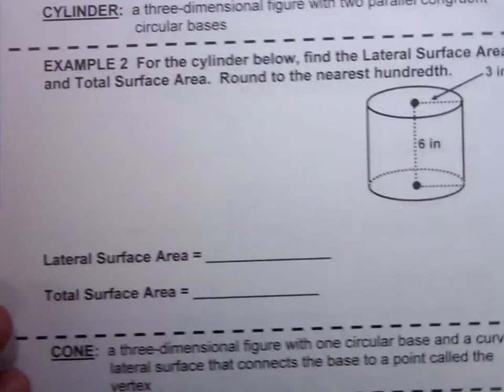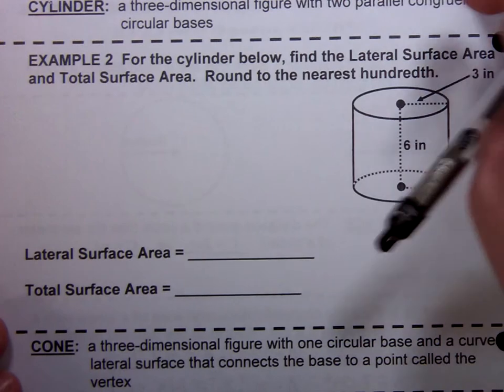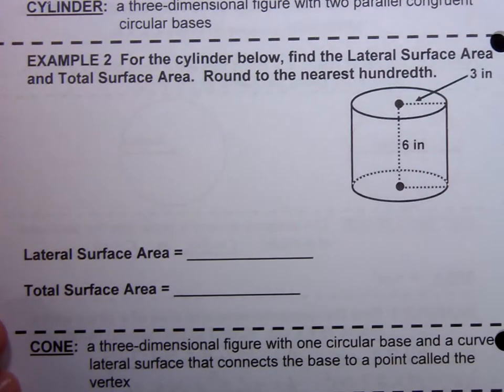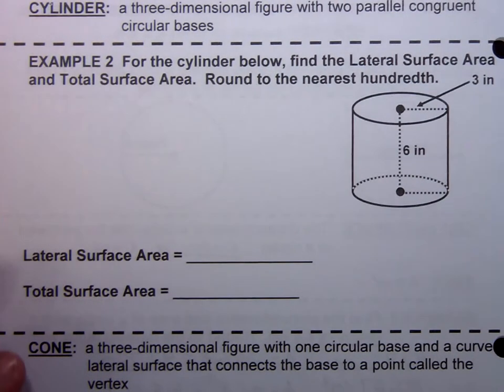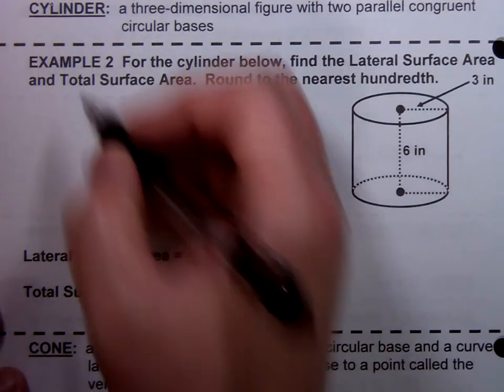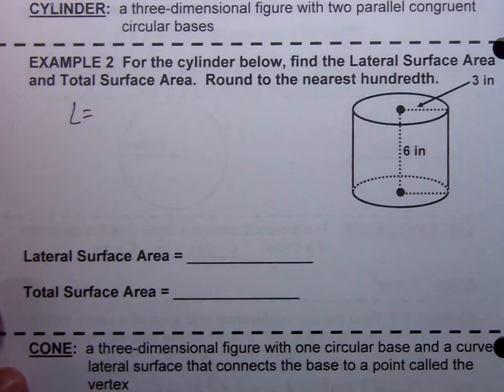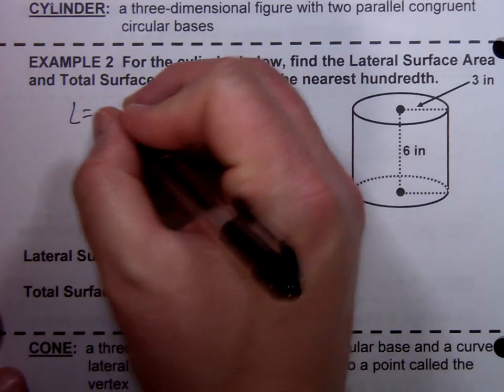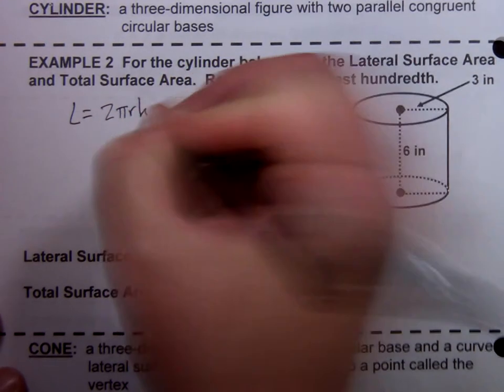All right, so there's our formulas. Let's see if we can use those formulas to find surface area of these different figures. So first we're looking at a cylinder. A cylinder is a 3-dimensional figure with 2 parallel congruent circular bases. Let's find the lateral surface area. So for lateral surface area, we got 2 pi r h.